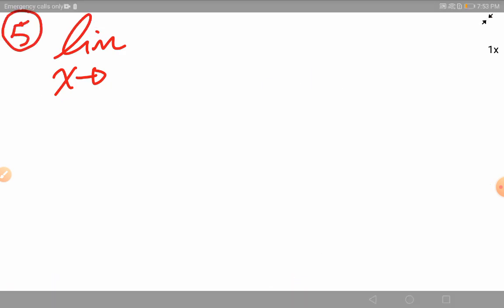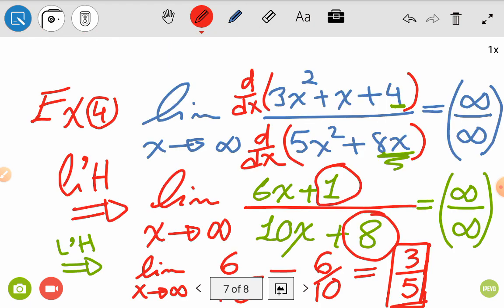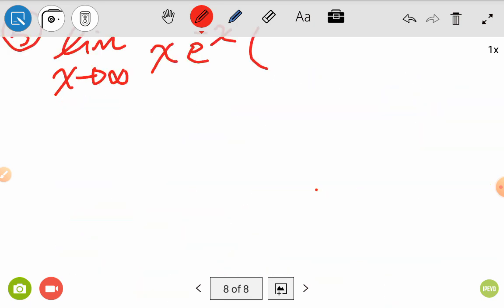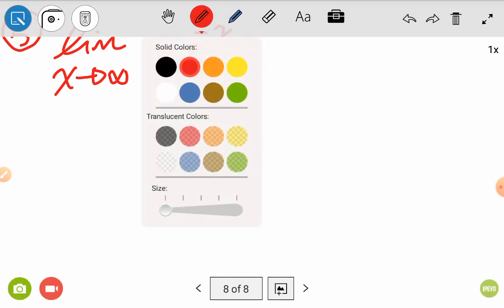The limit as x approaches infinity of x e to the power of negative x. This is the question here. Find the value of the limit as x approaches positive infinity of x times e to the power of negative x. Okay.